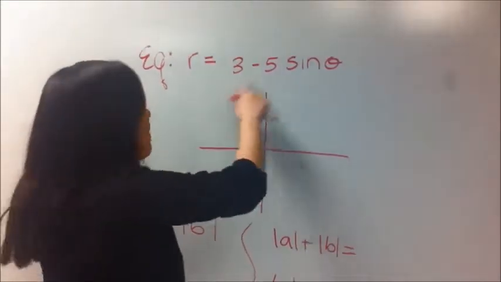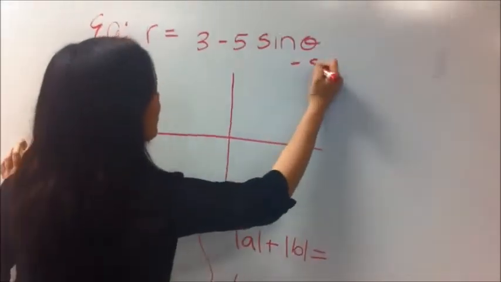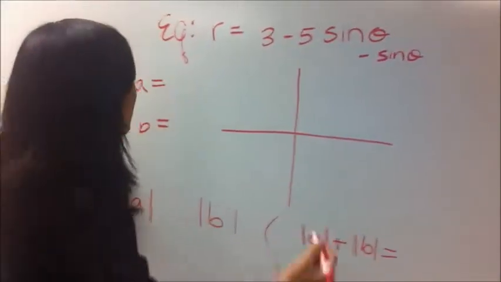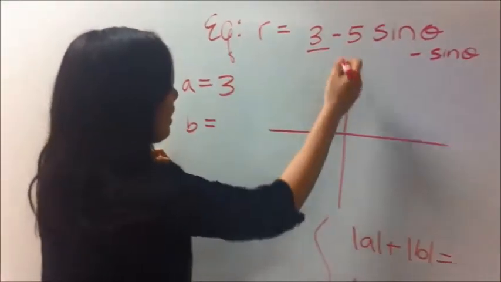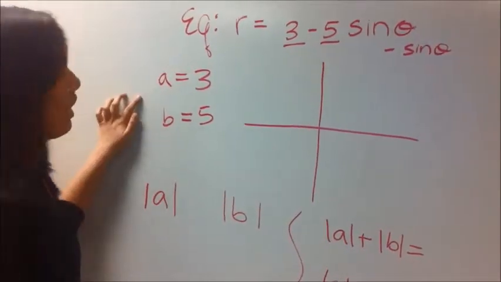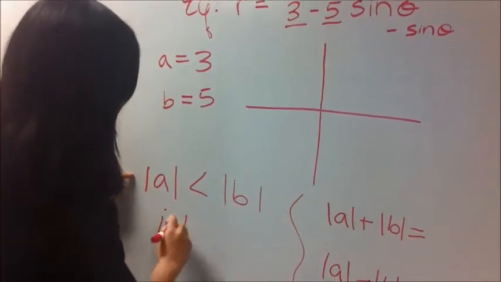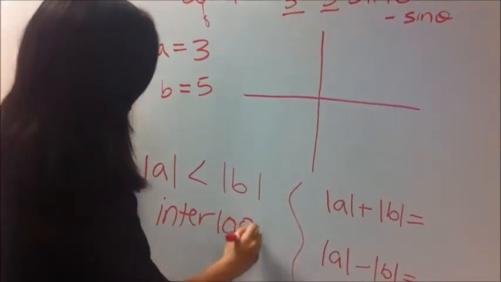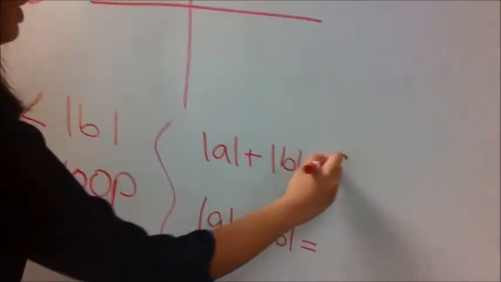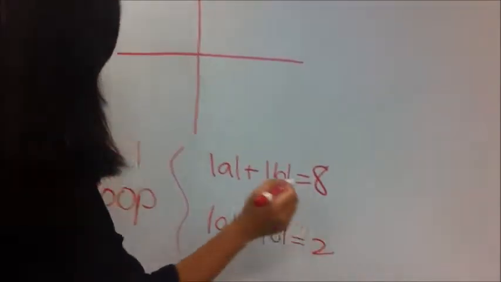The equation is r equals 3 minus 5 sine theta, and it's a negative sign, so that means it's going to be on this half of the graph, and a is 3 and b is 5. So the absolute value of a is less than the absolute value of b, meaning that it is an inner loop. And then the absolute value of a plus the absolute value of b is going to be 8, and the absolute value of a minus the absolute value of b is 2.